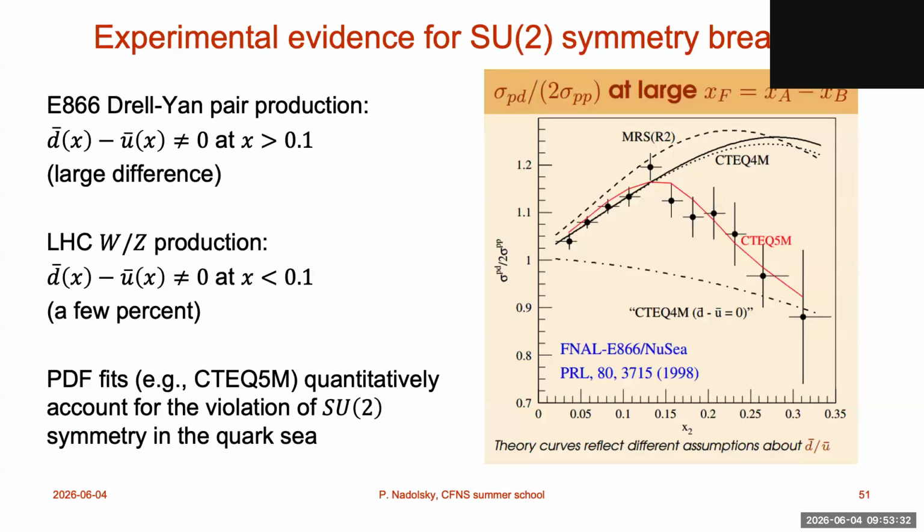And so a few years ago, there was a measurement called E866, which showed that this ratio sigma PD over 2 sigma PP is actually not equal to 1. It has a strange shape, whereby it gets very large at about 0.15, meaning that D bar over U bar is not equal to 1 at 0.15. Which was kind of a big discovery. And then a few years ago, there was another measurement called SeaQuest or E906, which roughly verified this behavior, even though it wasn't exactly the same behavior.